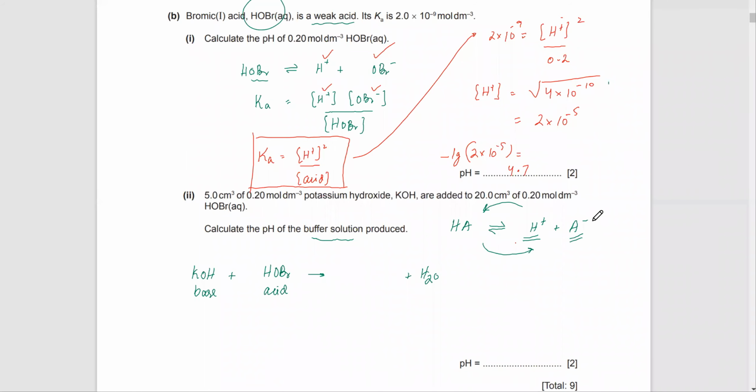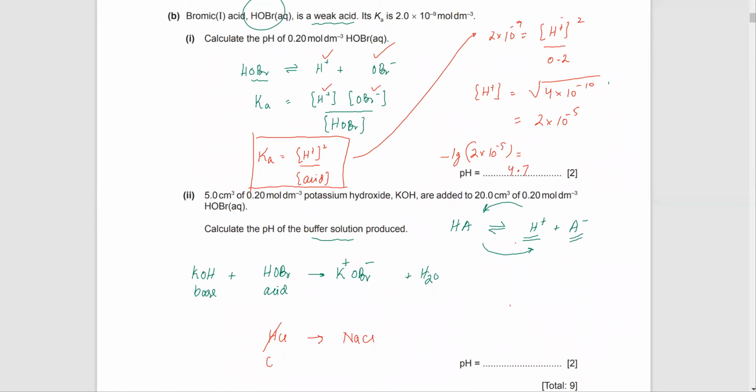Now you're going to have an acid-base reaction, and what would be the salt that would be produced? It's going to be KOBr. Remember how all salts are produced. For example, if you have HCl, the H gets knocked out and the metal takes its place and it becomes NaCl or any salt.